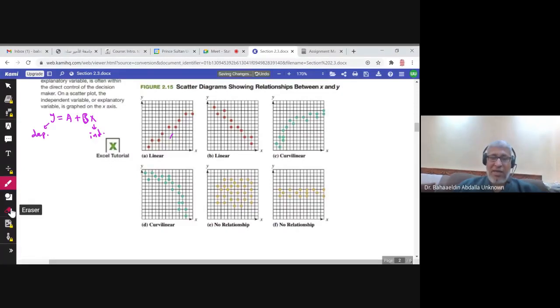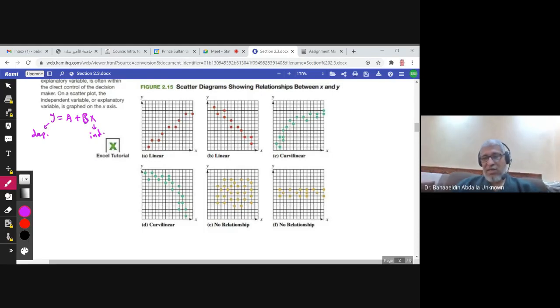In part A, it is an increasing line. It's a positive linear relationship between x and y. In part B, it's a negative linear relationship between x and y. What does it mean? When x increases, y decreases, while in part A, when x increases, y also increases. This is a positive linear relationship, this is a negative linear relationship.